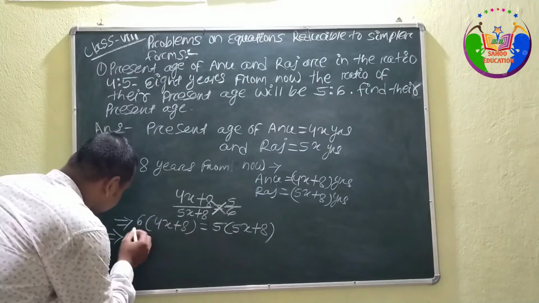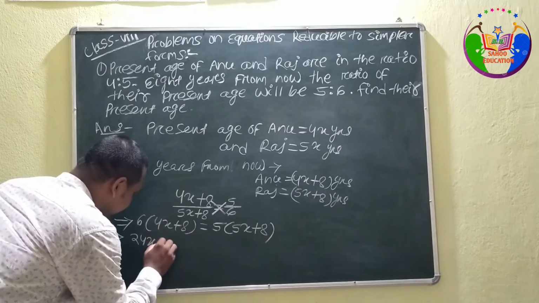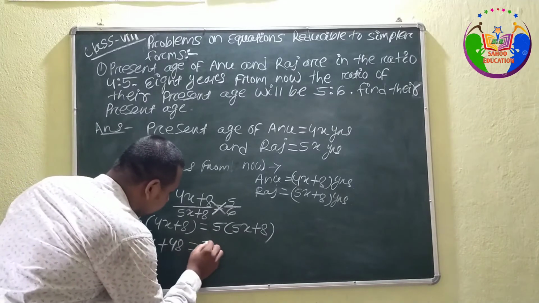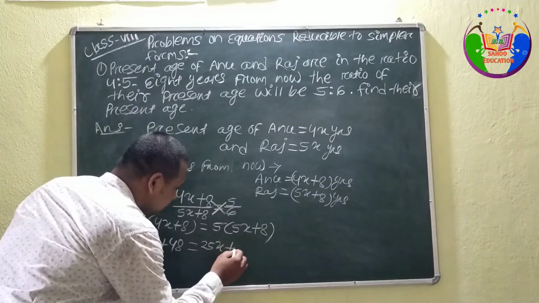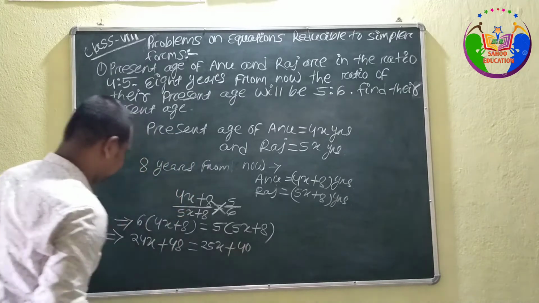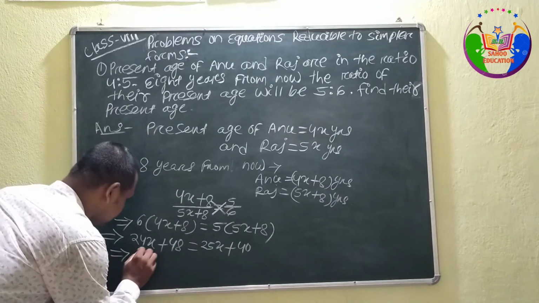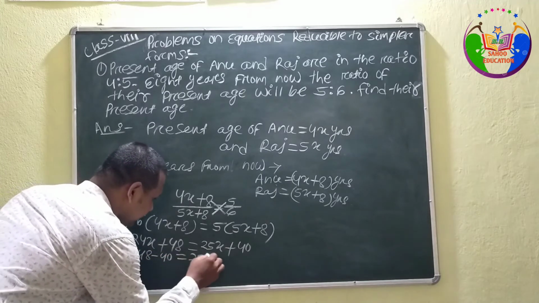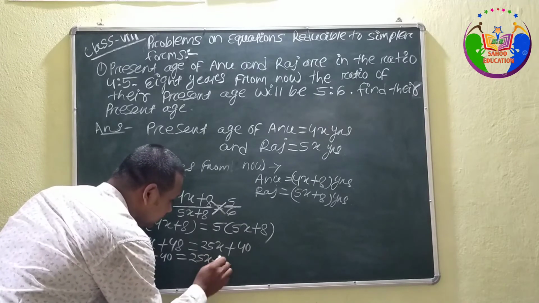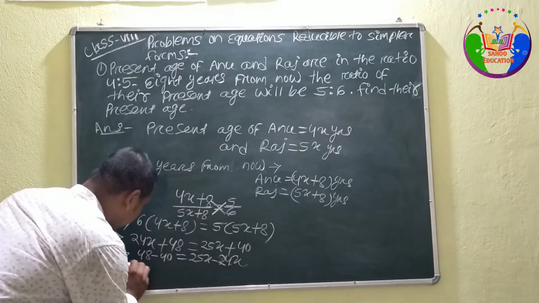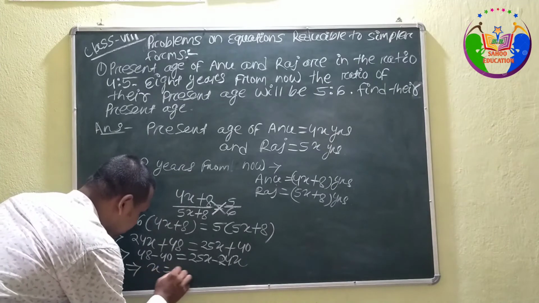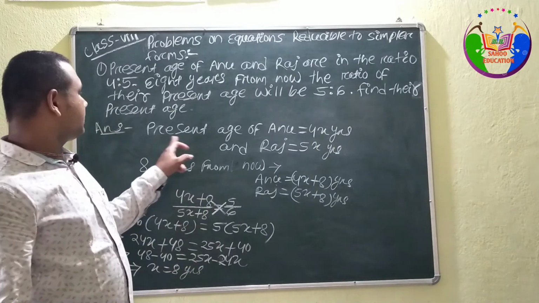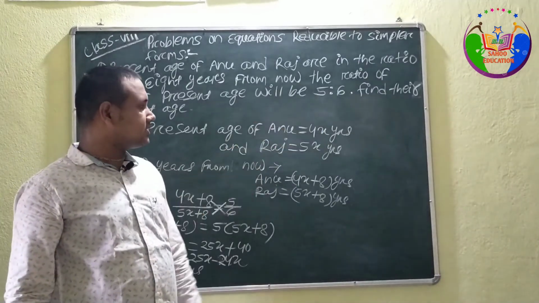So, multiply 6 4 is 24x plus 48 equal to 25x plus 40. Now we'll transpose 48 minus 40 is equal to 25x minus 24x. So we get here x equal to 8 years. And we know the present age of Anu is 4x years.